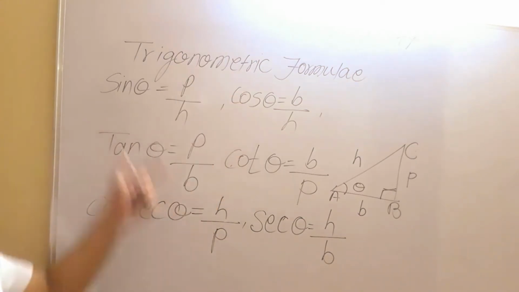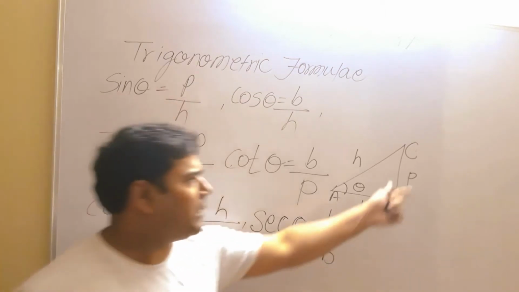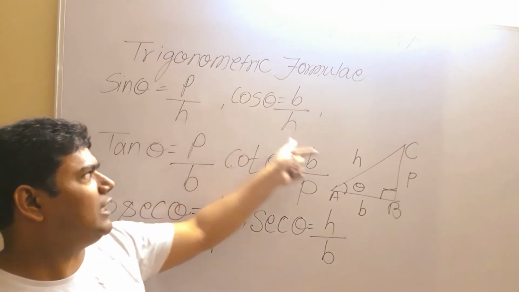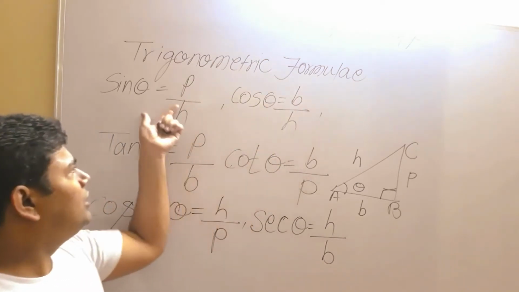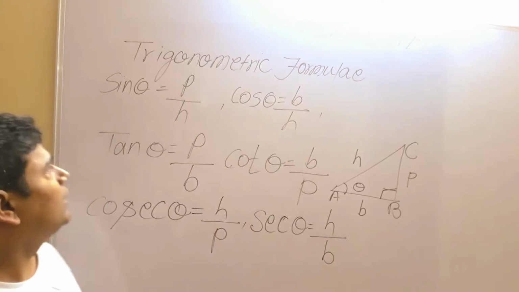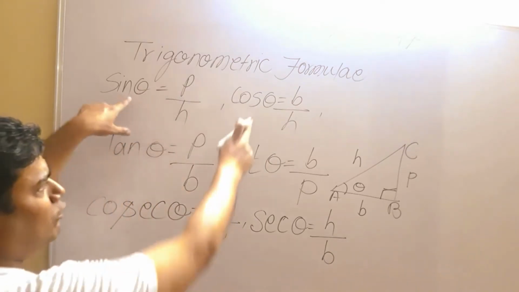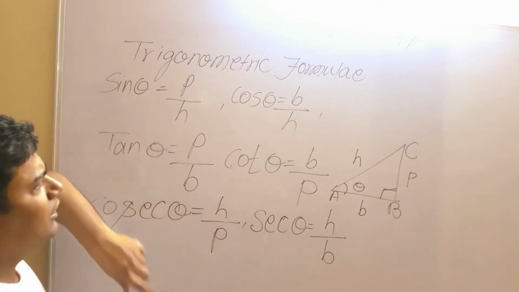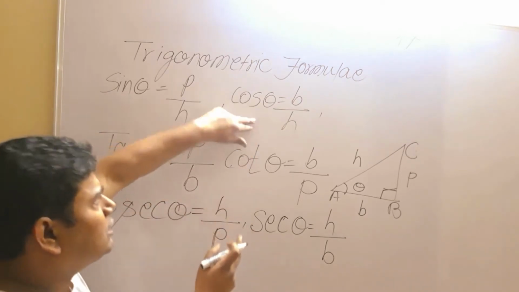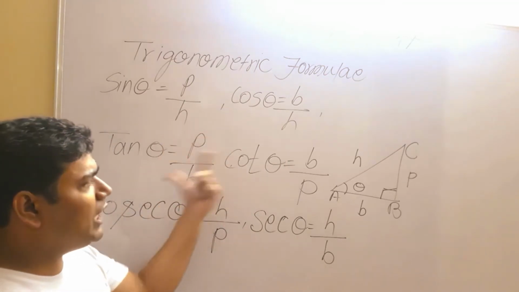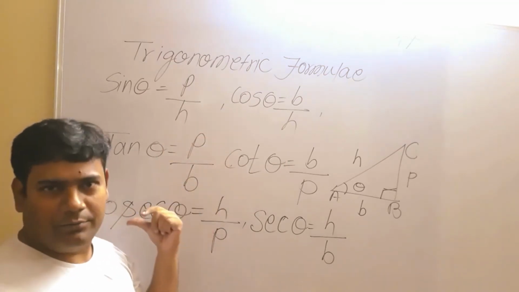The first one is sin theta, p by h, it means perpendicular by hypotenuse. The second is cos theta, base by hypotenuse. These are the 2 most basic things. The ratio of sine and cos, it means if you divide sin theta by cos theta you will get tan theta, and if you divide cos theta by sin theta you will get cot theta. So basically these 2 are reciprocal to each other.